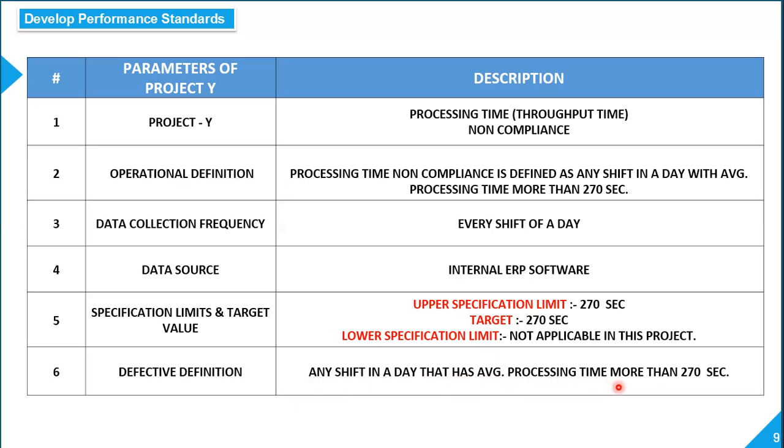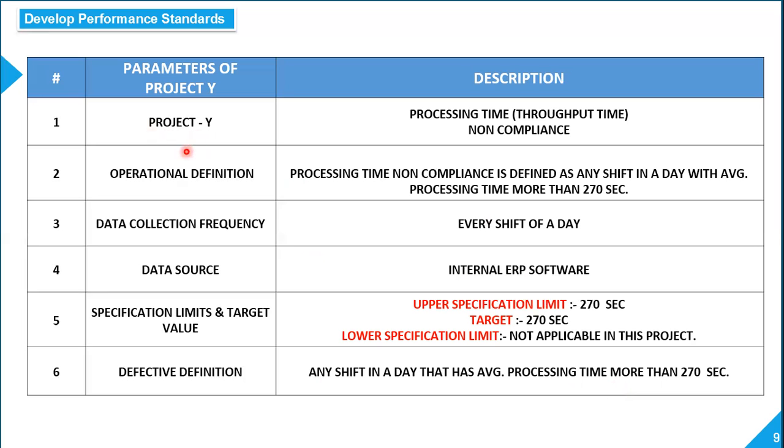It's a defective shift. So out of 234 shifts, when 87 shifts were non-compliant, all it meant was that those 87 shifts had average processing time beyond 270 seconds. And that is why 87 shifts out of 234 shifts are my defective shifts in this project. So that's the definition of the defective.